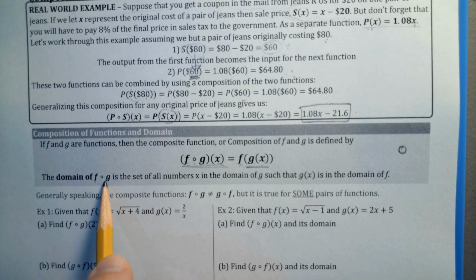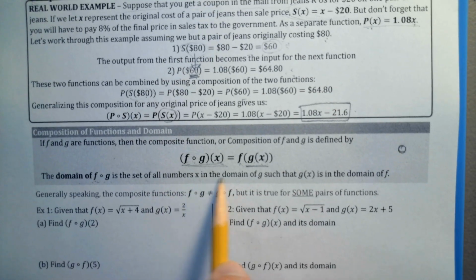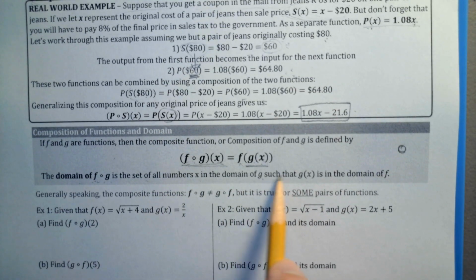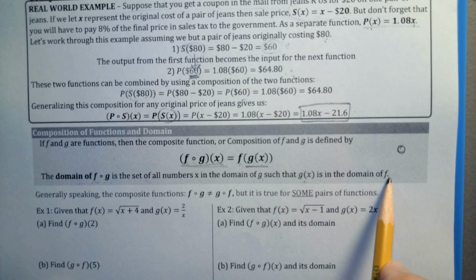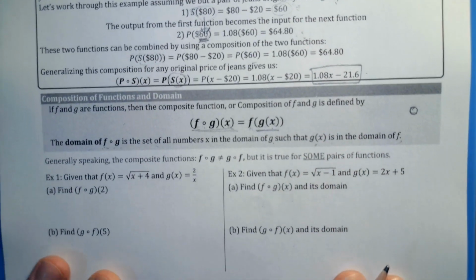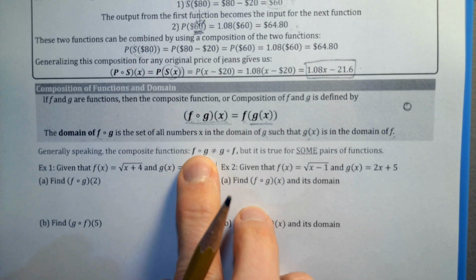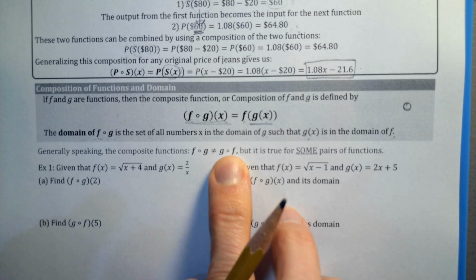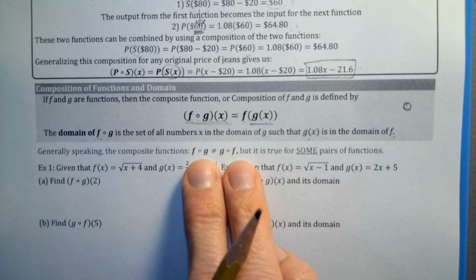All right, the domain of f o g of x is the set of all numbers x in the domain of g, such that g of x is in the domain of f. All right, so that'll make more sense when we go through some examples. All right, generally speaking, f o g of x and g o f of x, so f of g of x and g of f of x, are not necessarily the same thing.